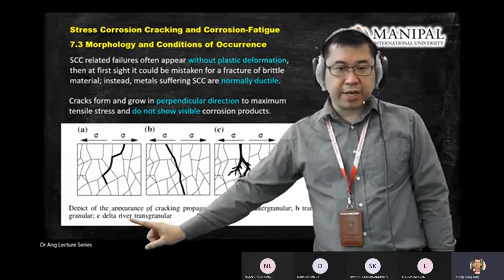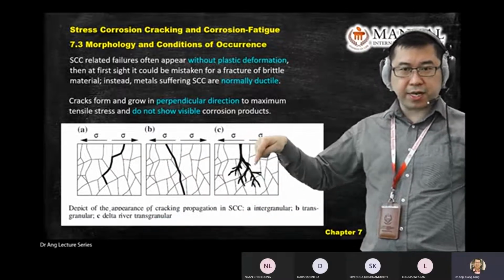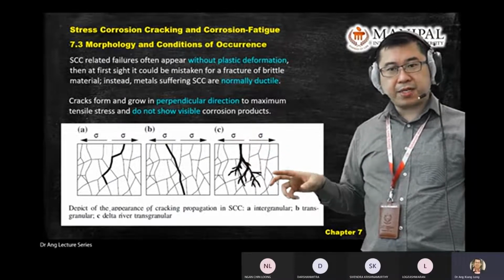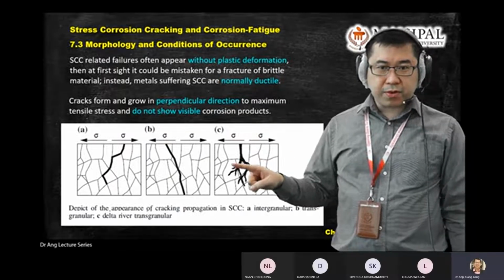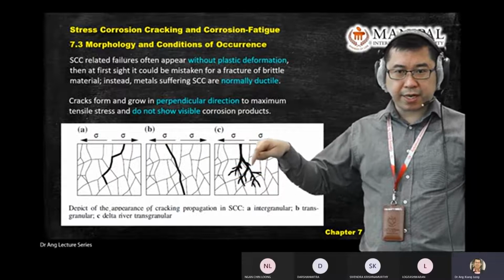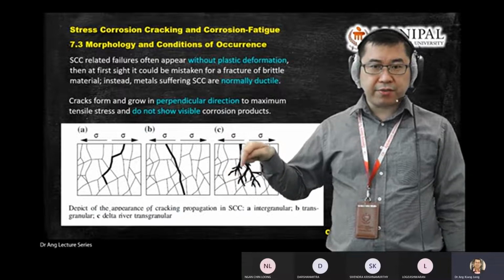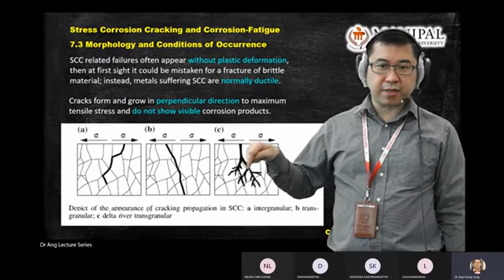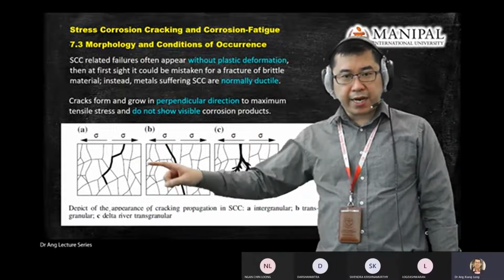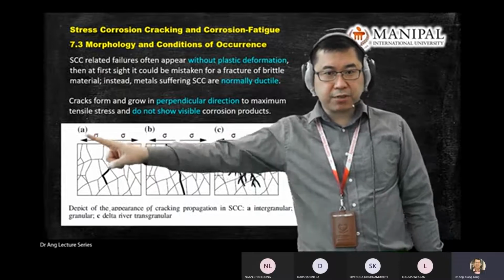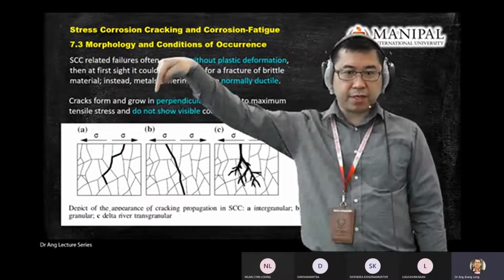Third, you have a delta river intergranular. This one is a bit serious already, and again, it depends on the type of alloy or metal you have. Here you can see embrittlement happen. It's like the root of a tree, like a river delta kind of shape. So you have three possible cases here. You can see there's a label of tensile stress, sigma, and it goes this way. It goes deep.